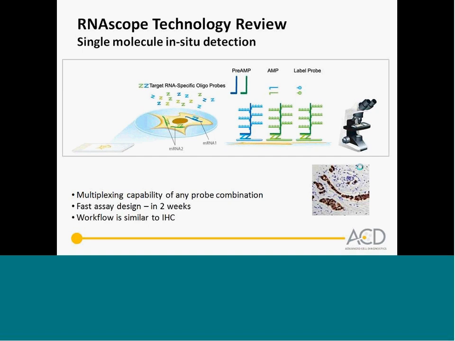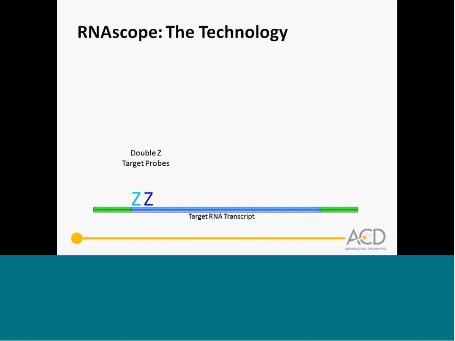Each pair of probes recognizes the target sequence in the tissue. One pair is bound to the transcript. It serves as a substrate for binding to the hybridization oligos, which we call the preamp, amp, and the labeled probe oligo, in a bDNA-like hybridization series. So double Z target probes anneal specifically to this target sequence of interest, and they serve as a point at which the preamplifier can hybridize to both of those double Z probes. And then the amplifiers will hybridize to the preamp, and the labeled probes will hybridize to the amplifiers.